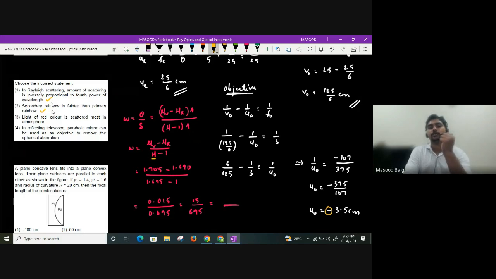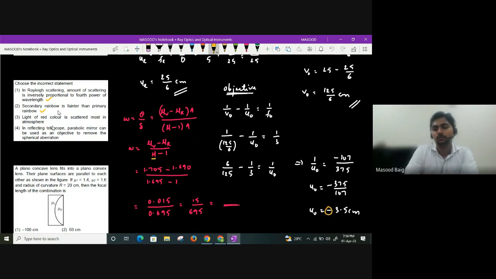Now, please understand how the secondary rainbow is formed. You will get a direct question on it. Again, it is a previous year question also. Primary rainbow is formed by three phenomena, guys: refraction, internal reflection, not total internal reflection, as well as dispersion. Secondary rainbow is formed by refraction, dispersion, and two internal reflections. So the secondary rainbow is fainter than the primary rainbow, and it will be in reverse order. In the primary rainbow, the upper part will be red and the lower part will be violet. The secondary rainbow will be exactly reverse, guys.